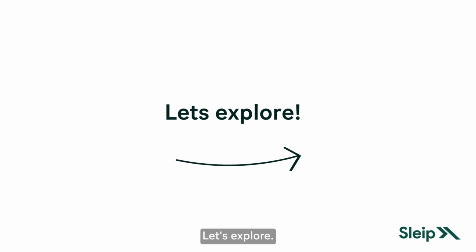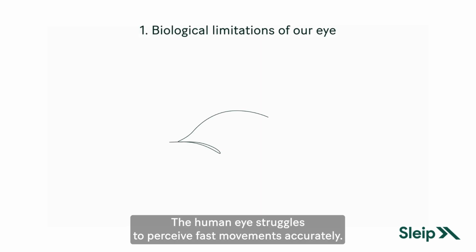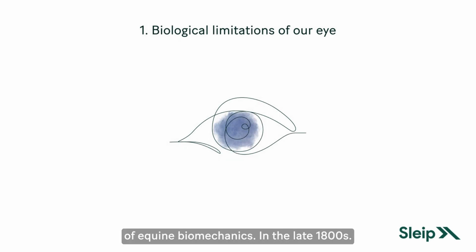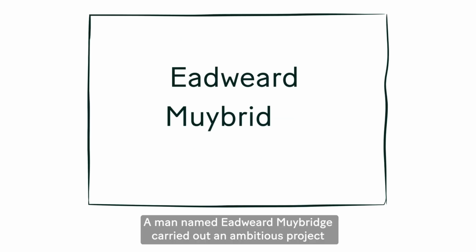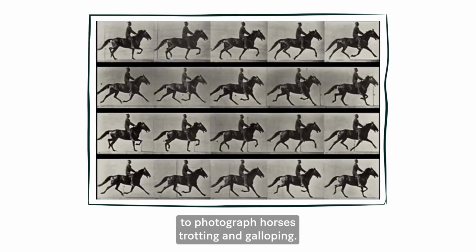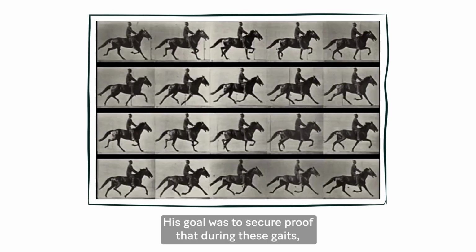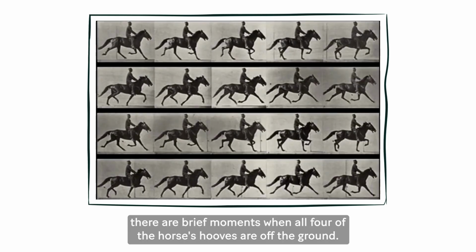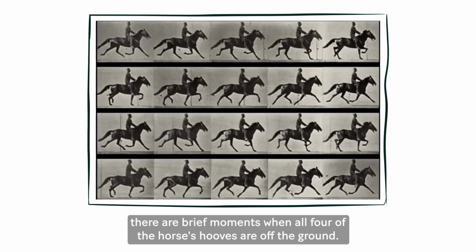Let's explore. The first is biological limitations. The human eye struggles to perceive fast movements accurately. A prime example of this can be found in the early history of equine biomechanics. In the late 1800s, a man named Edward Muybridge carried out an ambitious project to photograph horses trotting and galloping. His goal was to secure proof that during these gaits, there are brief moments when all four of the horse's hooves are off the ground.